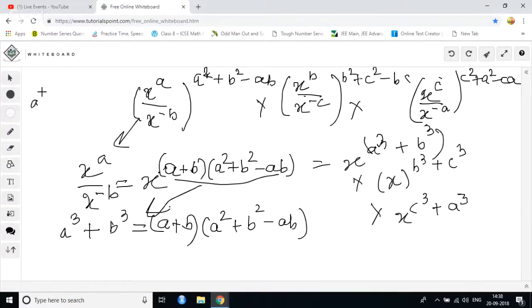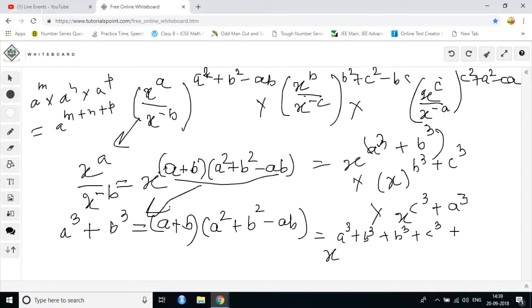So what is the formula? a to the power m multiplied by a to the power n multiplied by a to the power p is equal to a to the power m plus n plus p. Yes or no? So what do I do here? I write my base, which is x, and add all the powers: a cube plus b cube, then b cube plus c cube, then c cube plus a cube. So how much would it be? I'm writing the answer here. a cube is coming 2 times, b cube is coming 2 times, c cube is coming 2 times. So I'm taking 2 common: x to the power 2 times a cube plus b cube plus c cube. So this is the answer.